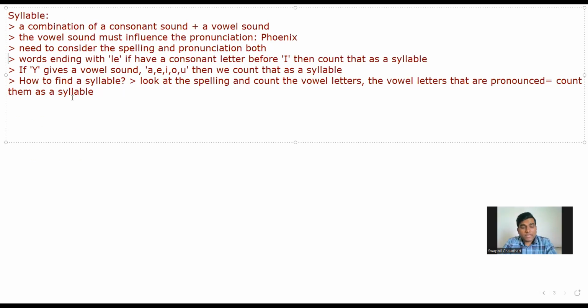Okay? Now the other one is that words ending with LE, if they have a consonant letter before the L sound, then we call it a syllable. I think "I sound" has come by mistake in the slide; it should be before the L sound. Okay? Before the L sound, then we call that a syllable. And if the letter Y is giving any vowel sound like A, E, I, O, U, then we call that a syllable. Okay?